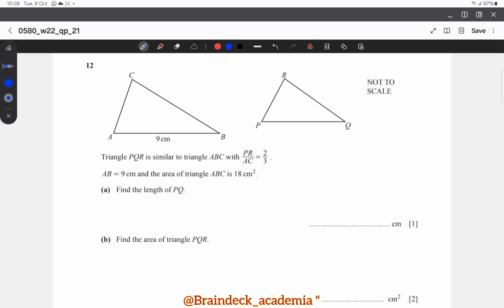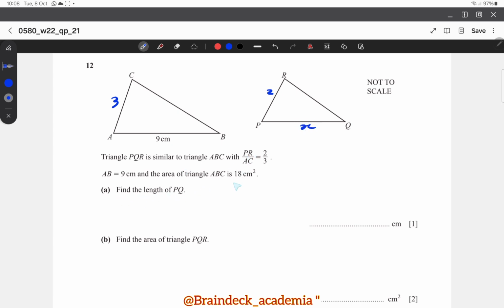Alright, so the next one now. Let's say triangle PQR is similar to triangle ABC with PR over AC as this. So PR is 2, AC is 3. Let's say AB equals 9 centimeters and the area of triangle ABC is this. Find the length of PQ. We should find the length of PQ.